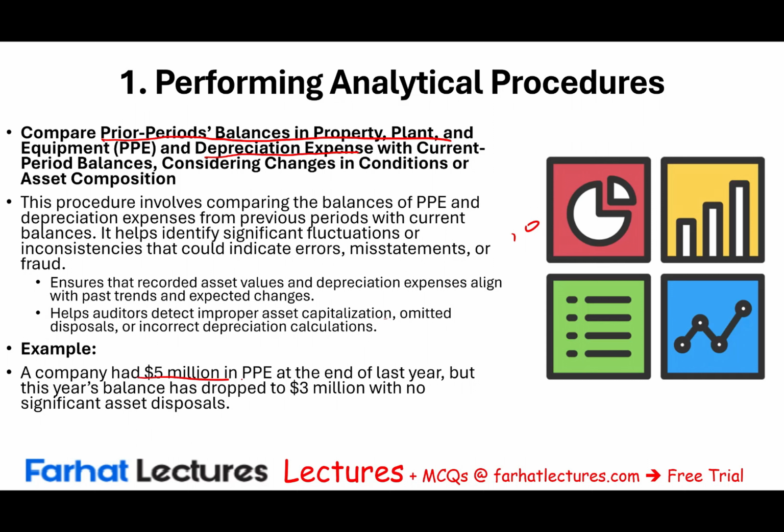So a company had $5 million in PP&E, but this year the balance had dropped to 3 with no significant asset disposal. So the question is why? Why would property, plant, and equipment that should be recorded at cost and remain at cost go from 5 to 3 and we had no asset disposal? Something is not right. Okay, and we're not dealing with net book value. We're looking at gross PP&E. Went from 5 to 3 million.